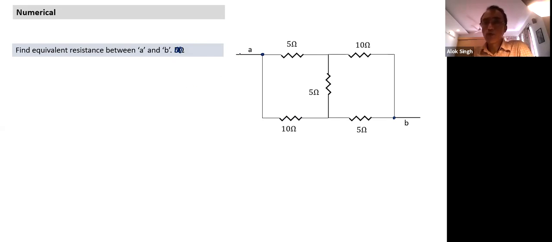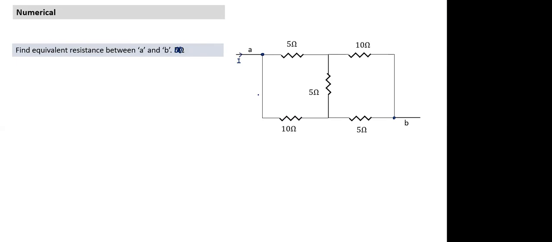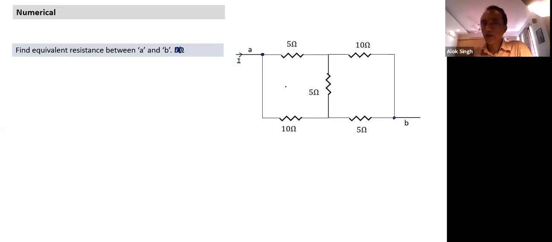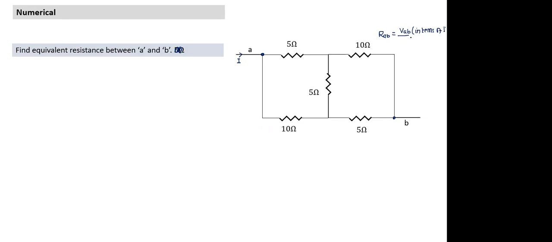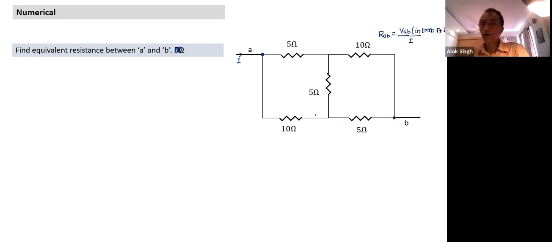We have to solve this using the basic approach. If current I comes into the junction, what is the potential difference between these two points? For the resistance between A and B, I have to calculate the potential difference between A and B in terms of current. Will the current be equally distributed? No, the two paths are not symmetrical. Is this path identical to that path? No.